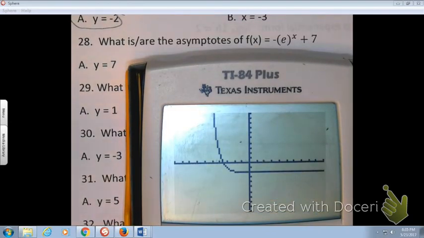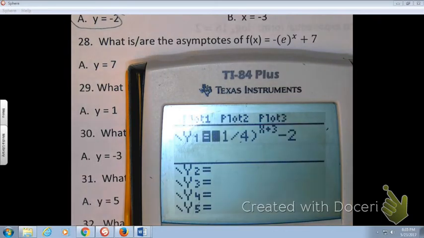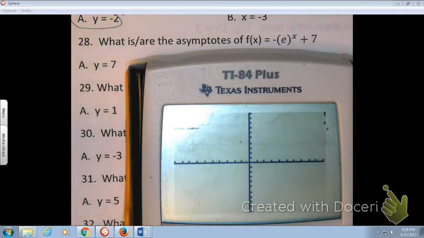Put in the exact same thing. Graph the line. Negative e raised to the power of x plus 7. We graph it. Which one looks like a line again? This one. Okay, we have a line somewhere there. Let me put red so it's more visible. So we have an asymptote right here.